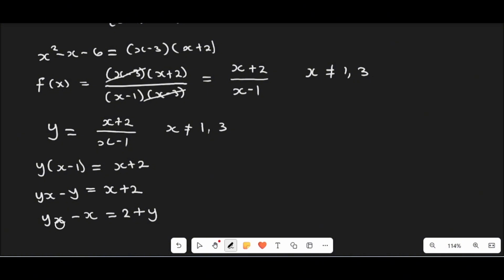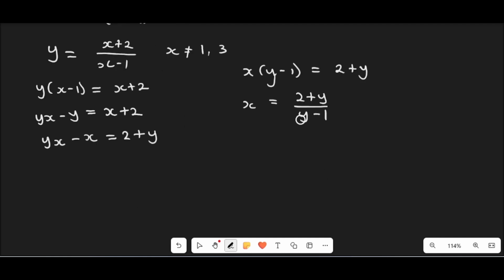Let us factor out x from this. So x(y minus 1) equal to 2 plus y, and divide both sides by y minus 1. x equal to 2 plus y all over y minus 1. If our y is equal to 1, this will be undefined. So our y cannot be 1.